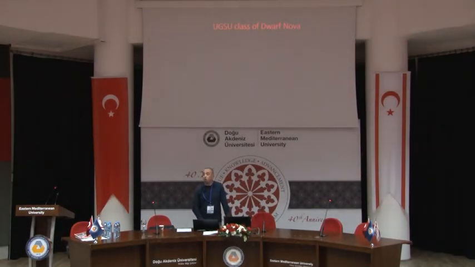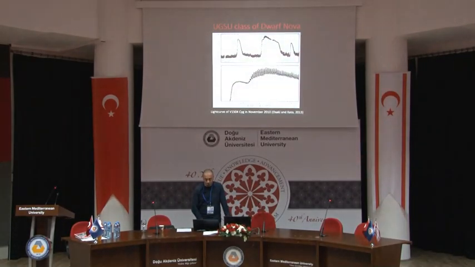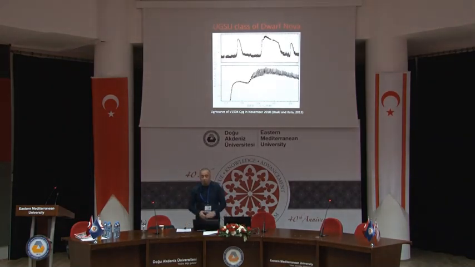So now let me show you some real data. This is the light curve of V1504 Cygnus, showing the super outburst in November 2010. Here in the upper pane you can see two normal outbursts and the super outburst in between in November 2010. In the lower pane, you can see the zoomed part of the upper pane shown with this gray rectangle.